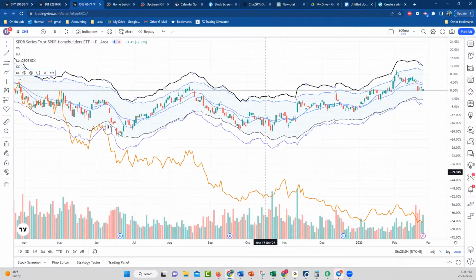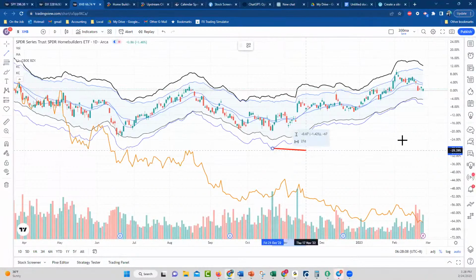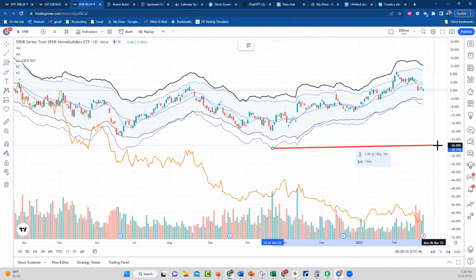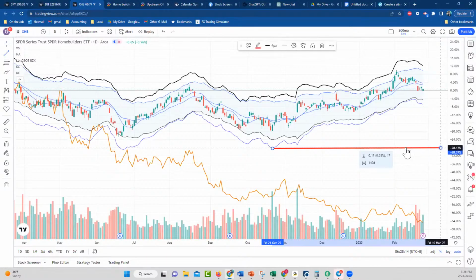Well, because I want to find the volatility edge, right? Where is the point at which we would ultimately see support based on volatility? The answer is way down there. So this is looking like a possibility of maybe a 25% move down lower for the home builders.